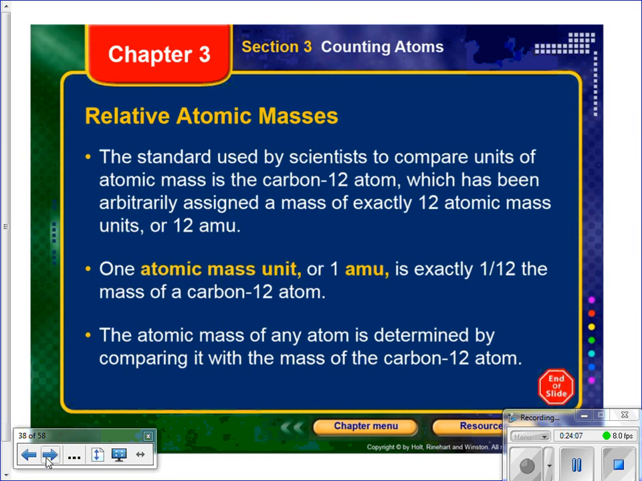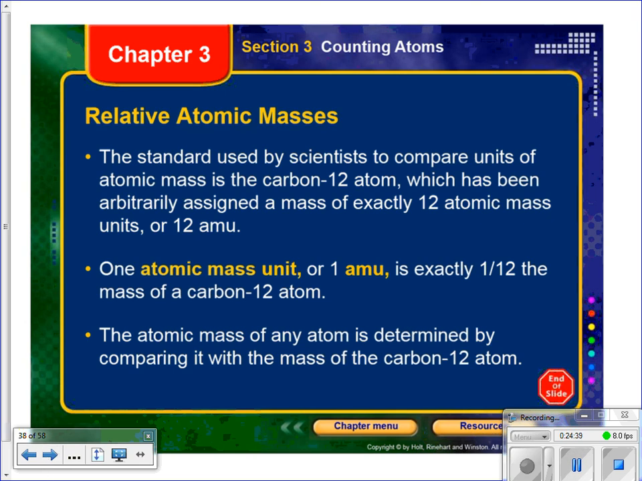All right, atomic mass units. So this is a value given to atoms so that we can make it easier to compare sizes of atoms. Atomic mass units are all based off of carbon-12. So a hydrogen atom is 1/12 the size of a carbon atom. So this is how carbon would be 12 and hydrogen would be 1.